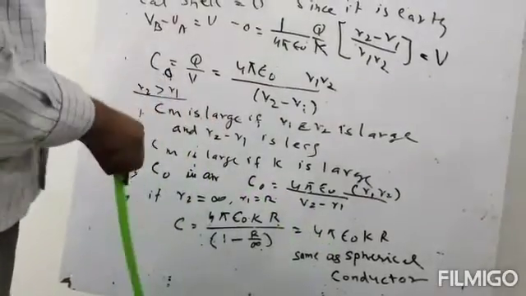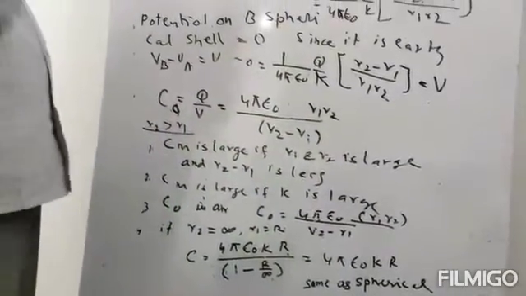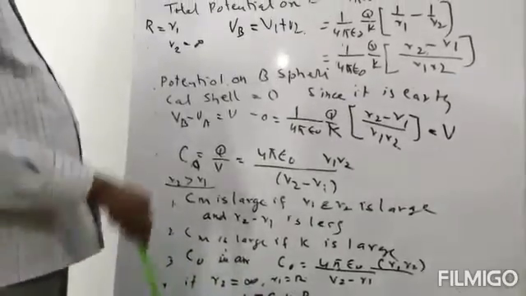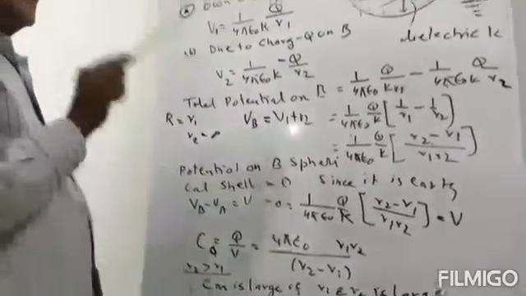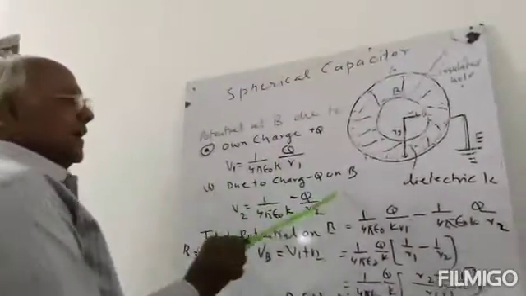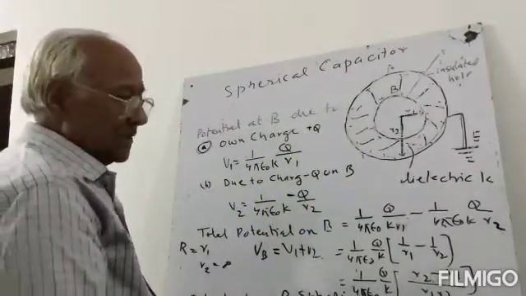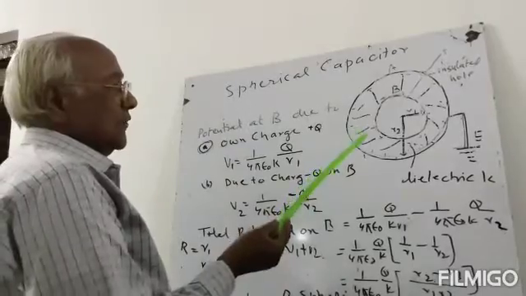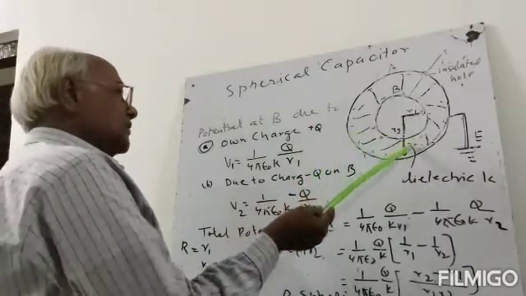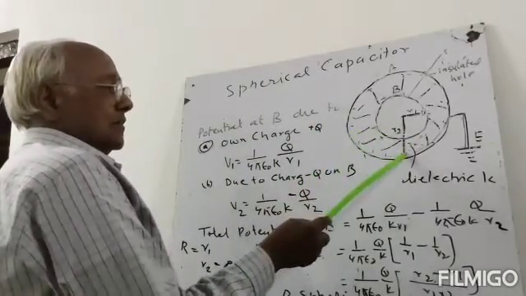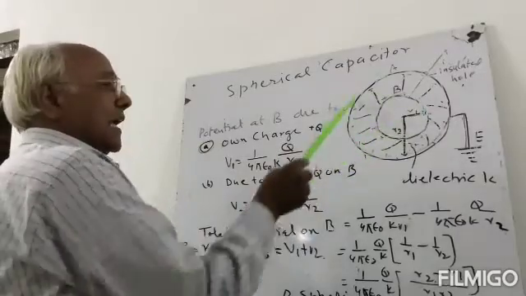So in this way we can say the spherical capacitor is also used and its capacitance is larger than that of a parallel plate capacitor. It will depend upon the radii of the inner and outer spheres and the dielectric placement.